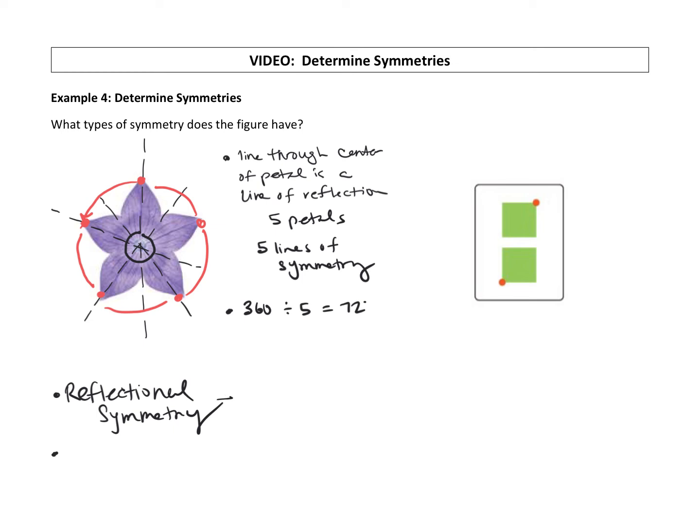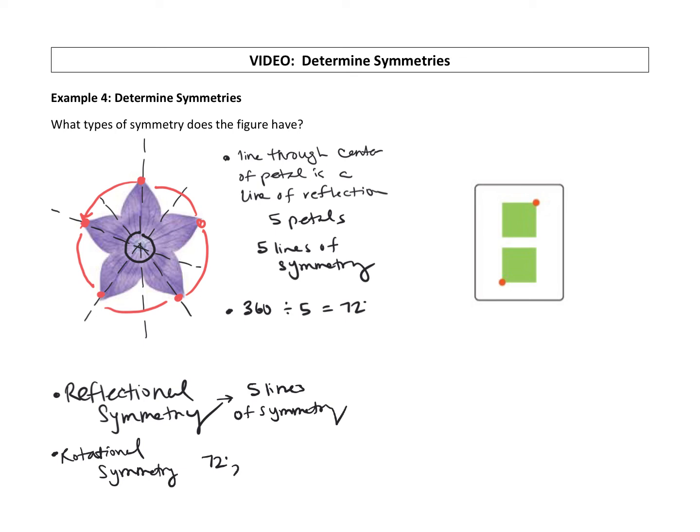Actually, reflectional symmetry, we'll just make a note. There are 5 lines of symmetry, which I know we wrote above, but we're going to include that with our answer down here. Okay, rotational symmetry. When does this happen? This happens after 72 degrees.